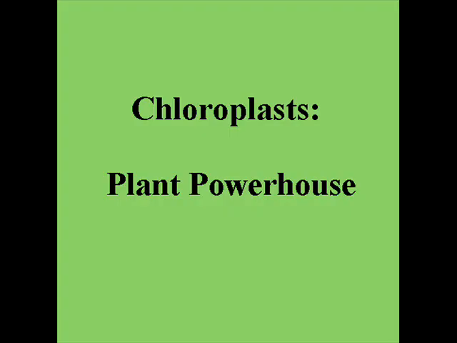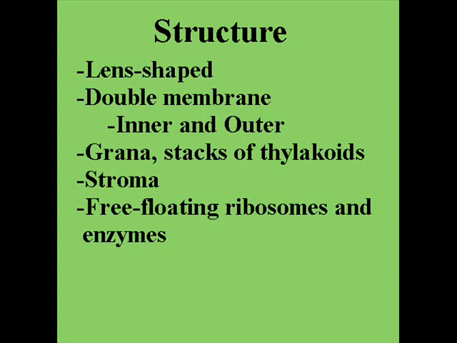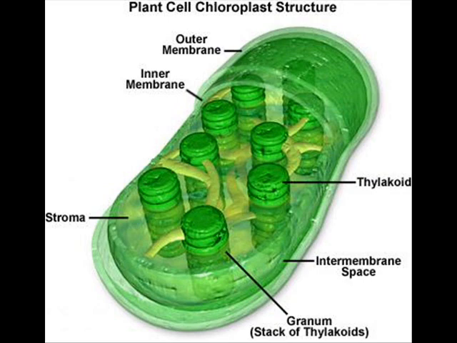We will now move on to chloroplasts. Chloroplasts are lens-shaped organelles. They are made of an inner and outer membrane. Inside the membranes, there are thylakoids, which are flat, interconnected sacs. Stacks of these thylakoids are known as grana. Surrounding the grana is the stroma, a fluid that contains free-floating ribosomes, enzymes, and the chloroplast's DNA. Here's an image of what the chloroplast structure looks like.